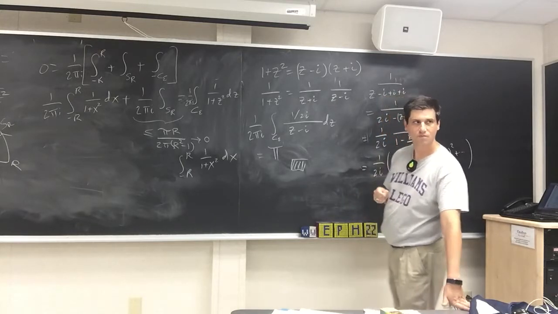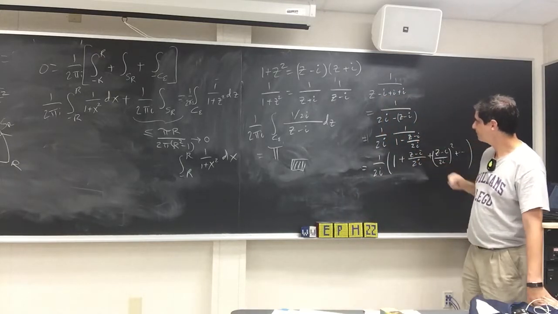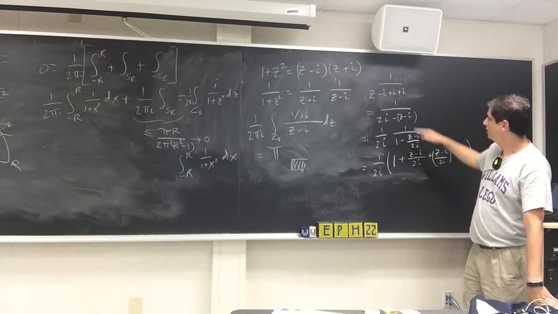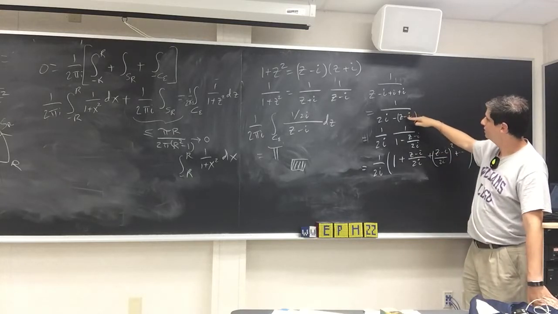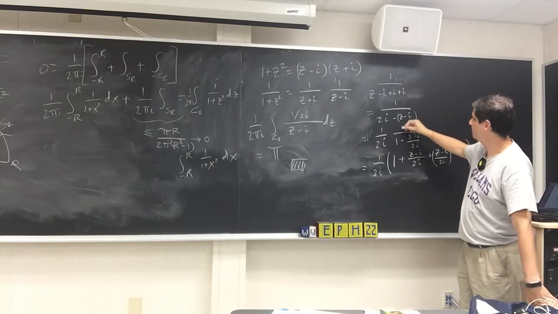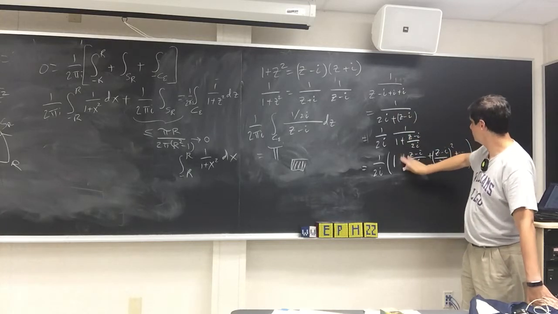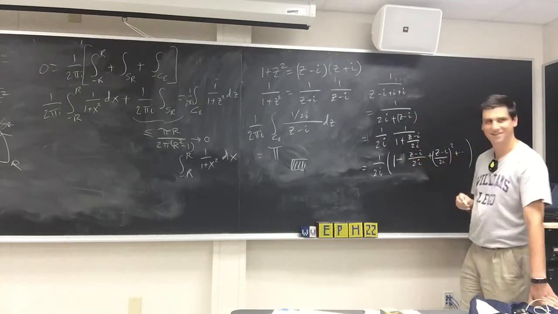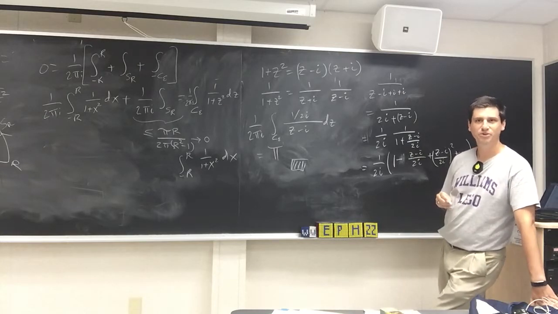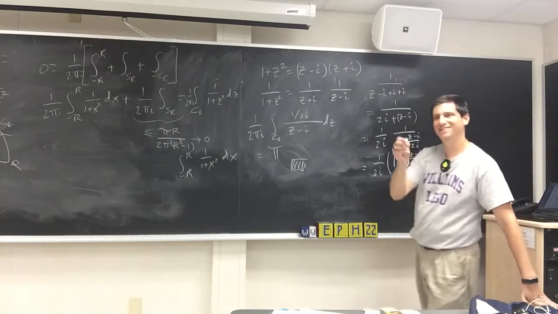Yes? On the right side, between lines 1 and 2, right here, should it be 2i plus z minus i? Could be. Yes, it's 2i plus. It's not going to change the answer, but you're absolutely correct. It should be like that. Yes. You can tell how much I care about that part of the algebra.